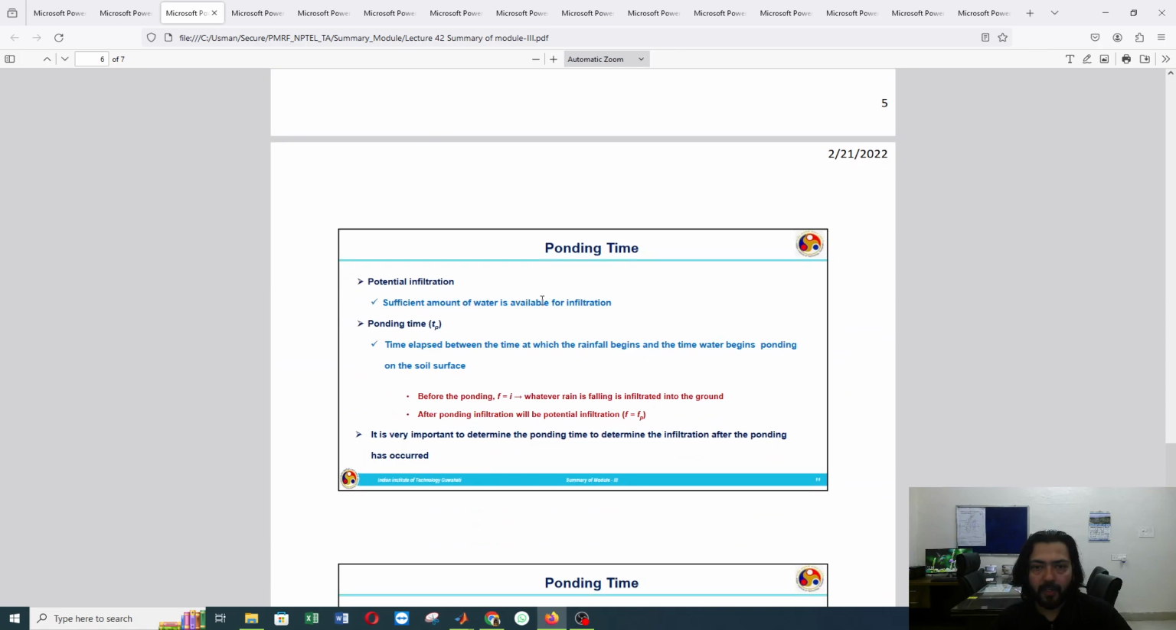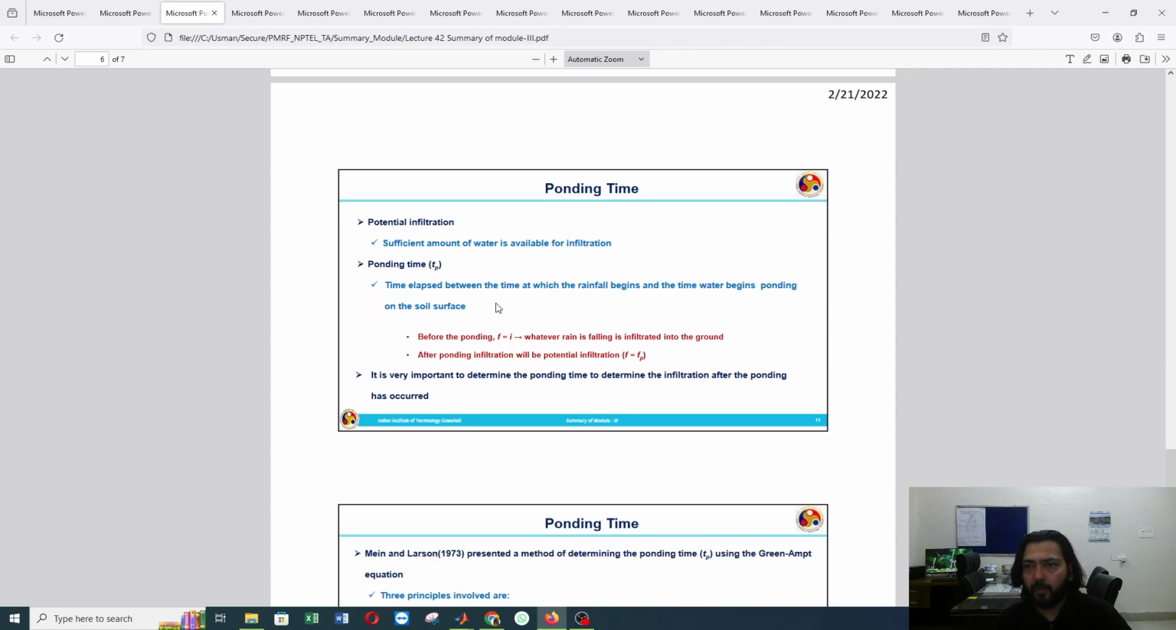Then we talked about the very important concept of ponding time. So what was ponding time? When sufficient water is available for infiltration, this is called potential infiltration. But ponding time is nothing but the time elapsed between when the rainfall begins and the time when water starts ponding, right?